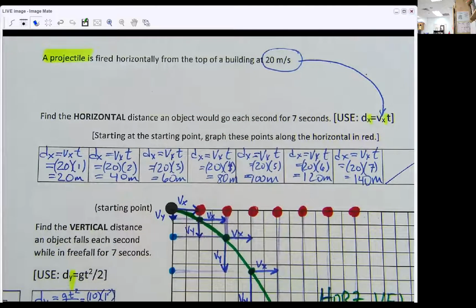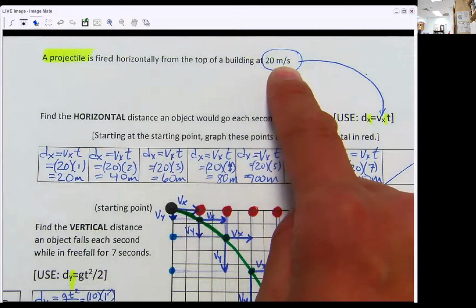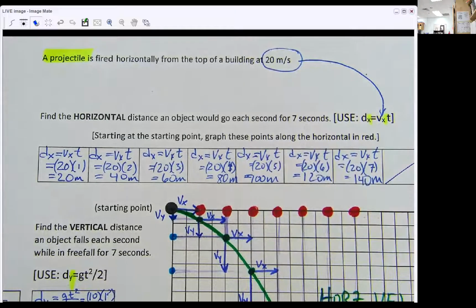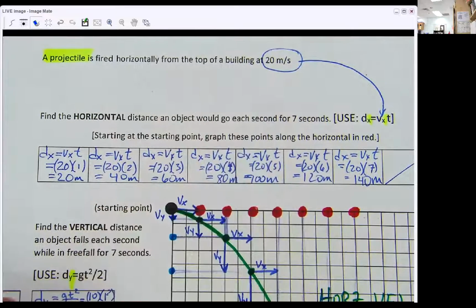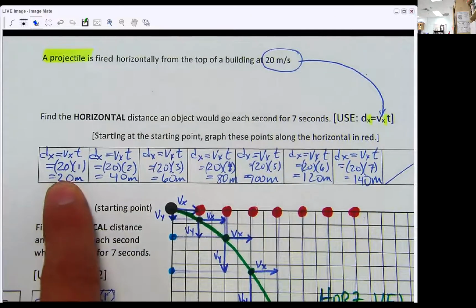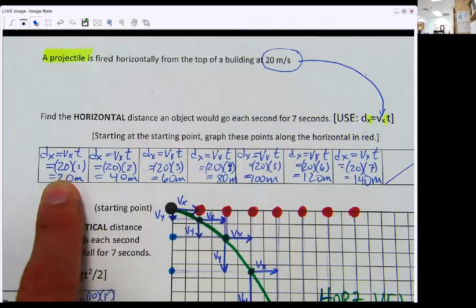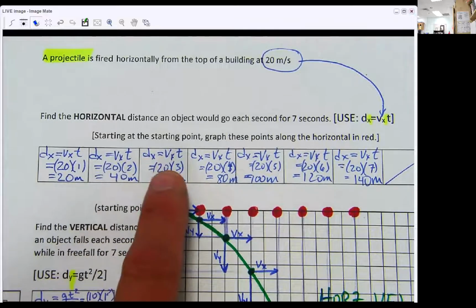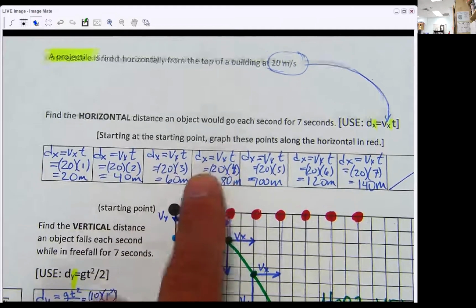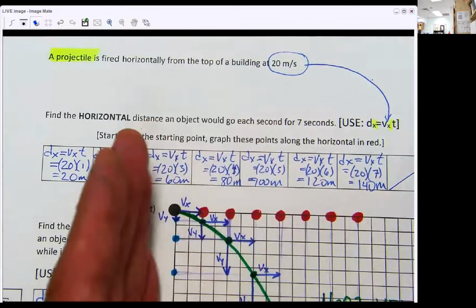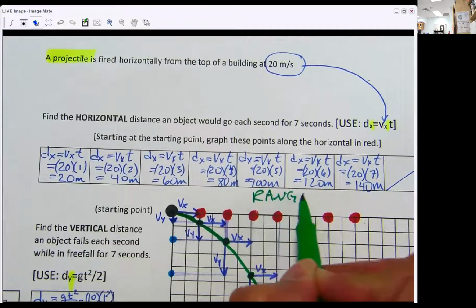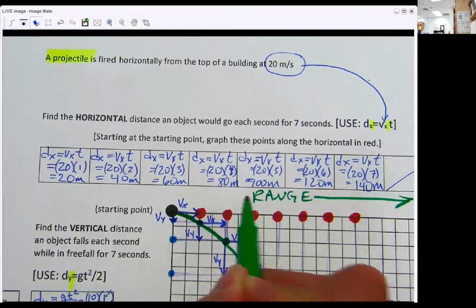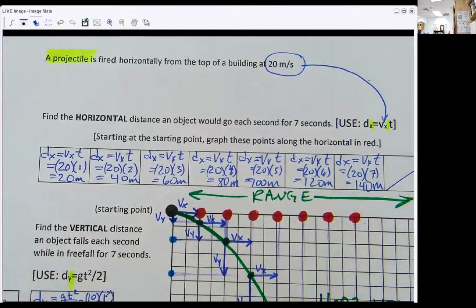So if you understand that, let's say that we change this 20 to 50 meters per second. If we change the initial horizontal velocity to 50 meters per second, what would the horizontal distance be after 1 second? It would be 50. And then 100, and then 150, and then 200. And so what that does is that makes these points spread out. That's called range, by the way. The range would increase. It would be further down range.